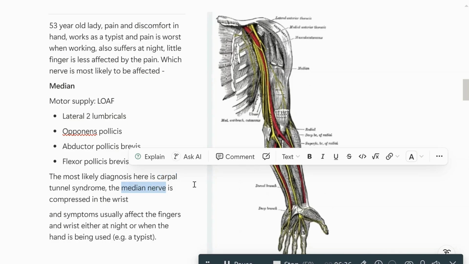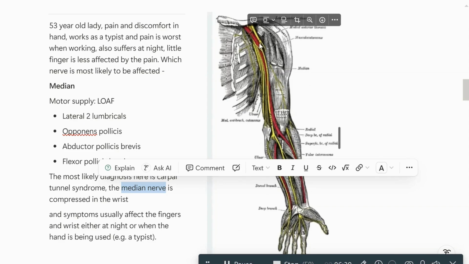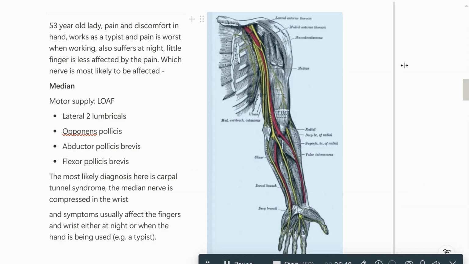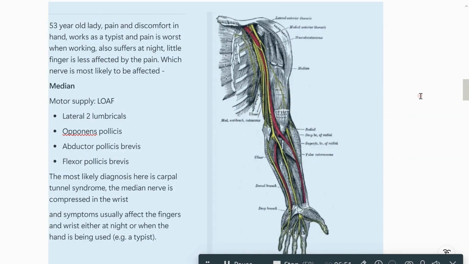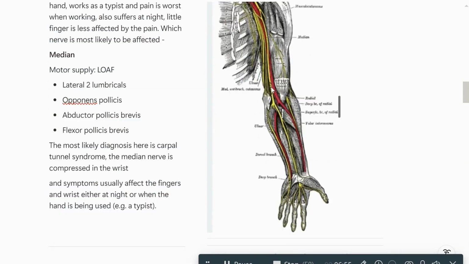The median nerve arises from the medial and lateral cords of the brachial plexus. In the arm, it is related to the brachial artery. It initially lies laterally to the brachial artery, then comes anteriorly, and then lies on the medial side of the brachial artery. Now, the median nerve at the elbow passes through the cubital fossa, and it also passes between the two heads of pronator teres. This is a very important point specifically for MCQs.